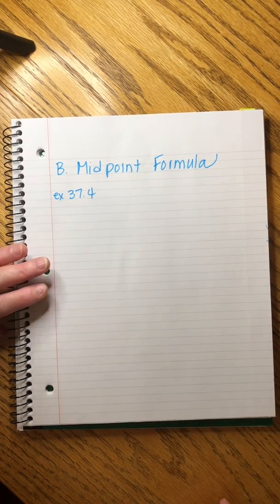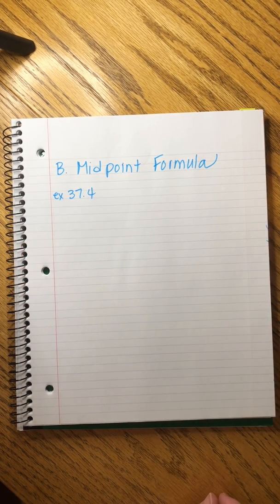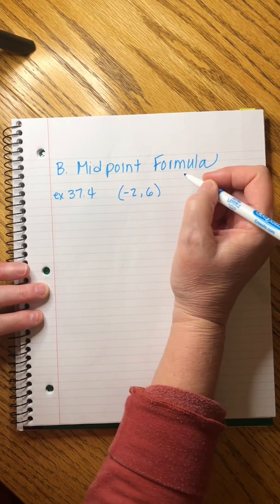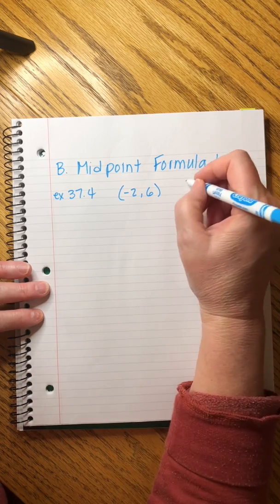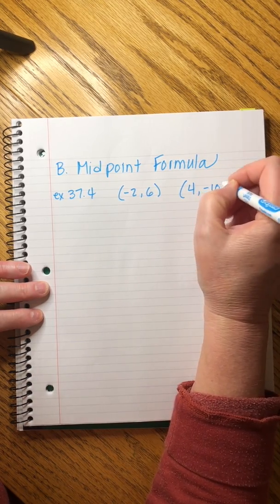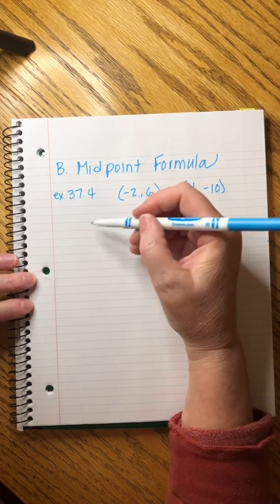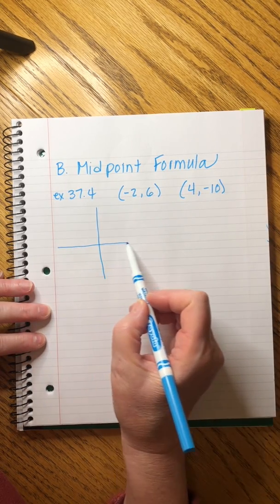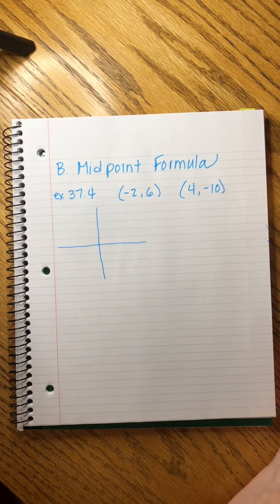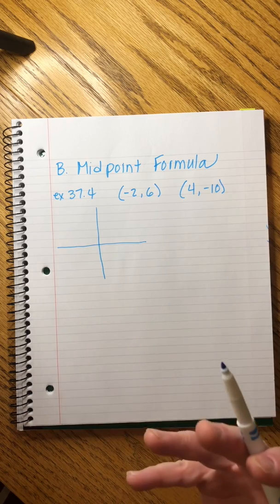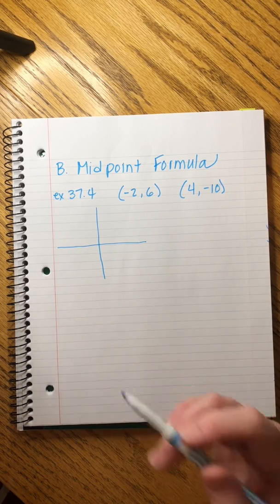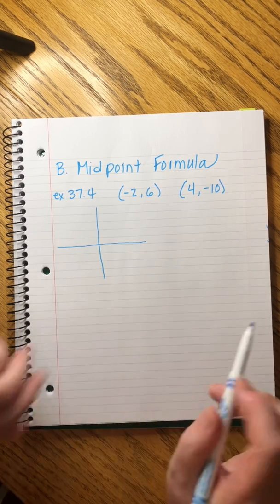It says find the coordinates of the point halfway between (-2, 6) and (4, -10). Okay, let's graph it just so we can see. Notice that like in the previous problems, we're not told to graph it, but a graph usually helps us understand. So I recommend that as you're coming up to speed in these problems, go ahead and draw the graph so you can be really sure about what you're doing. But once you feel like you're cooking, you don't have to draw the graph anymore.